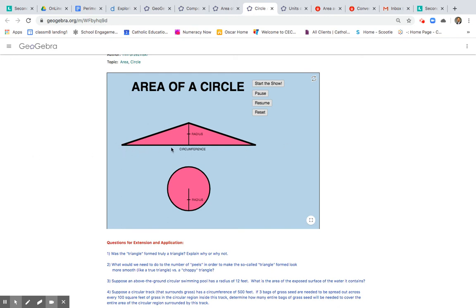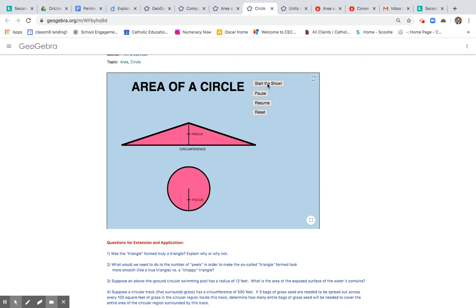What was the base of this triangle? The circumference. What was the height? The radius. So the circumference, 2 pi r, times the radius gives 2 pi r squared, but we've got a triangle, so we have to halve it. That's how we get pi r squared.